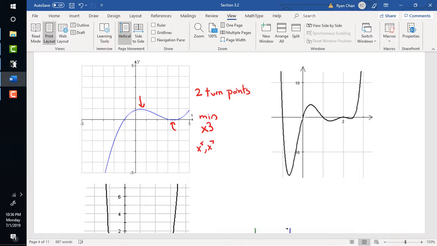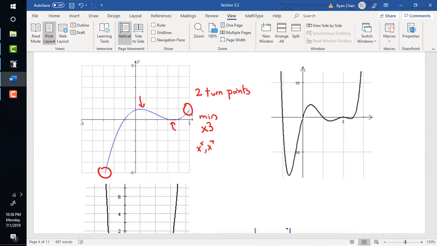Yes, you're correct, but if you notice something, we can look at my end behavior. It's going up on the right and down on the left, and that is odd. If it was x to the 6th, they would either both be going up or both be going down at the very ends, which is not true. Let's look at 2 more examples.